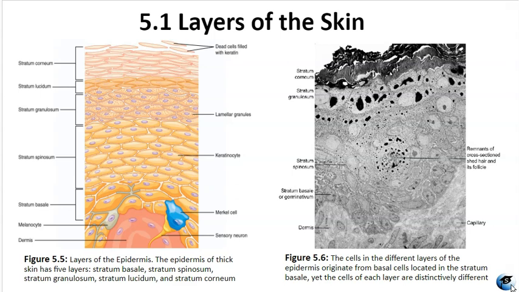The stratum basale, the deepest layer, attaches to the dermis via collagen fibers and includes basal cells, Merkel cells, and melanocytes. Merkel cells function as receptors for touch, and melanocytes produce the pigment melanin, providing color to hair and skin. Fingerprints form where the stratum basale meets the papillae of the underlying dermal layer.